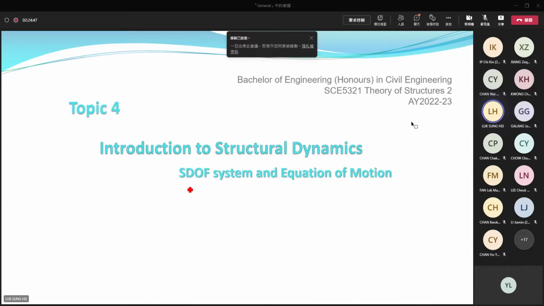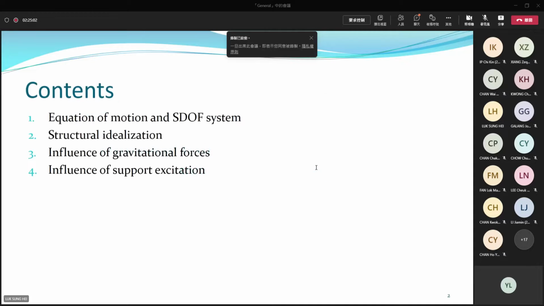In this topic, we are going to focus on a simple system. We call it SDOF system. You will learn what is the full form of SDOF. And then we will set up the governing equations for a dynamic system. We call it equation of motion. This is the arrangement of this small topic, topic 4.